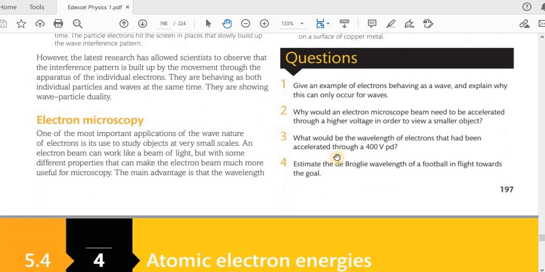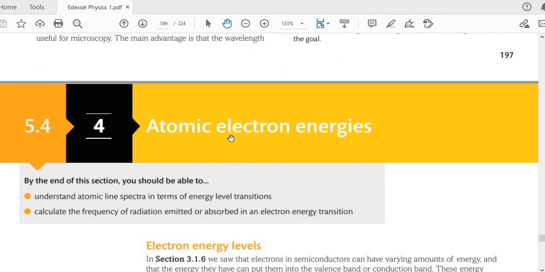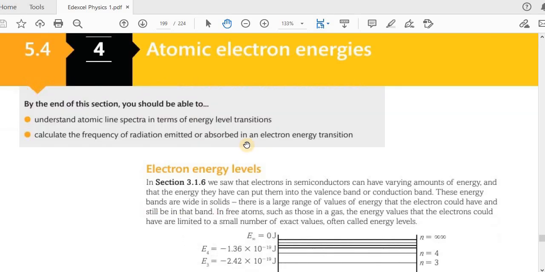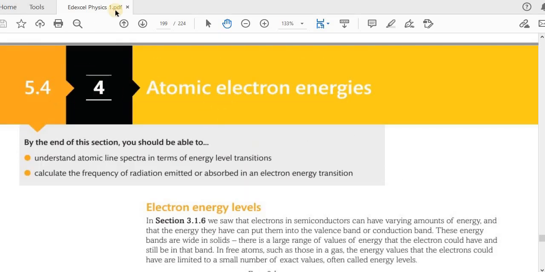Make sure you answer all these questions and check the answers in the answer sheet. That will ensure that you understood this content better. Next we will see atomic electron energies, where we have the energy levels. So let's do that now.